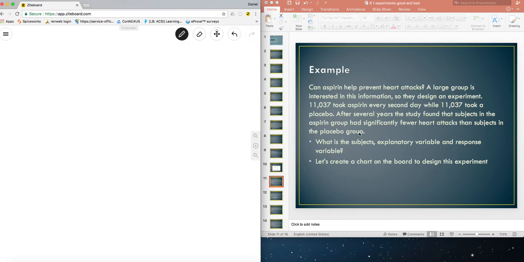All right, so we're going to create our chart over on this whiteboard. So remember, we always start with the word volunteers, because nobody got made to be in this experiment.